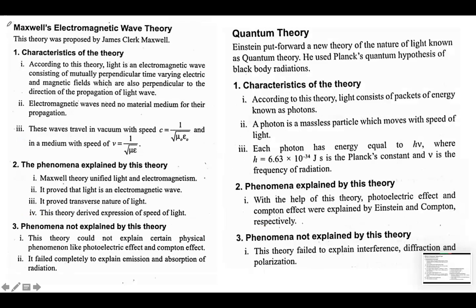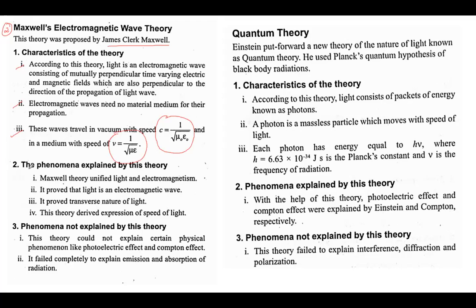Now comes the second theory, was Maxwell's electromagnetic theory of light. Now this theory was proposed by James Clerk Maxwell. Now, characteristic of the theory, according to this theory, light is an electromagnetic wave consisting of mutually perpendicular time-varying electric and magnetic fields, which are also perpendicular to the direction of the propagation of light waves. Electromagnetic waves need no material medium for their propagation. These waves travel in vacuum with speed of c is equal to 1 by root under mu naught epsilon naught. And in a medium, v is equal to 1 by root under mu epsilon.